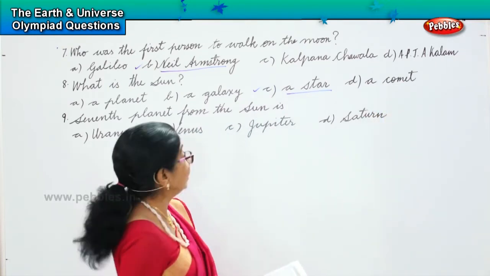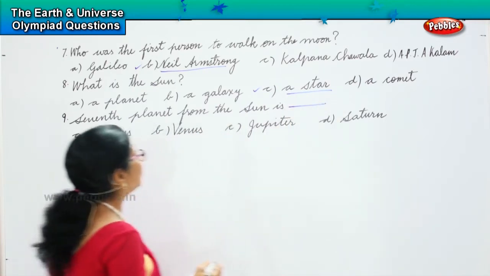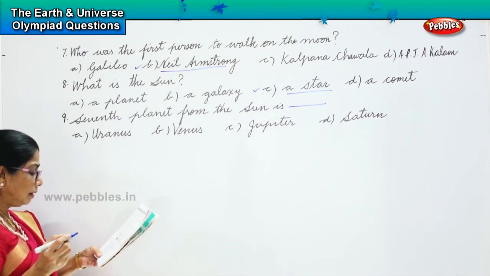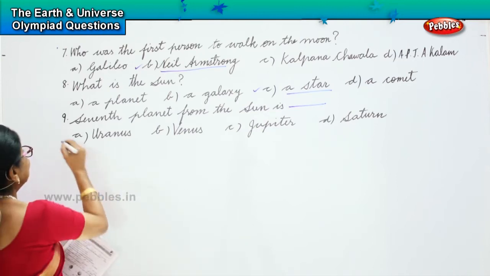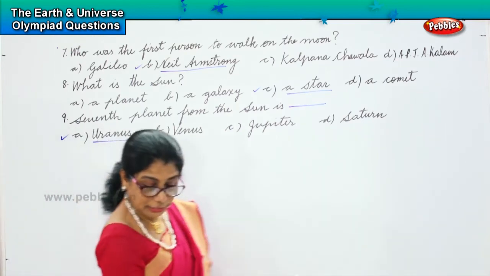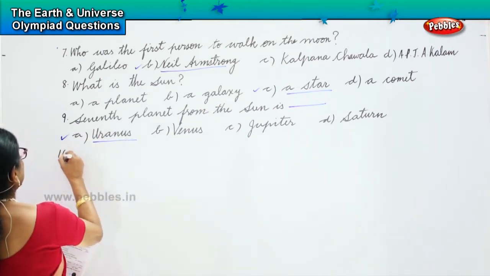The question is, the seventh planet from the sun is, what is the answer? There is Uranus, Venus, Jupiter, Saturn. The seventh planet from the sun is option A, Uranus. Let's get on with our 10th question.